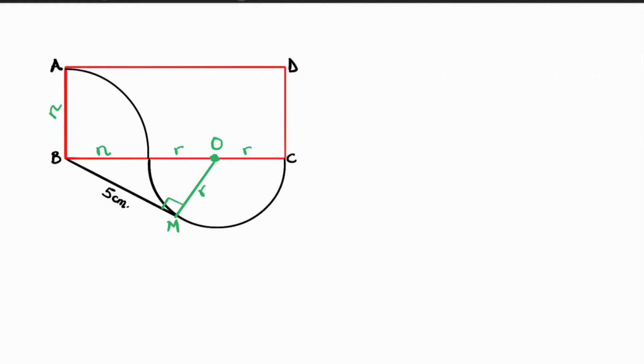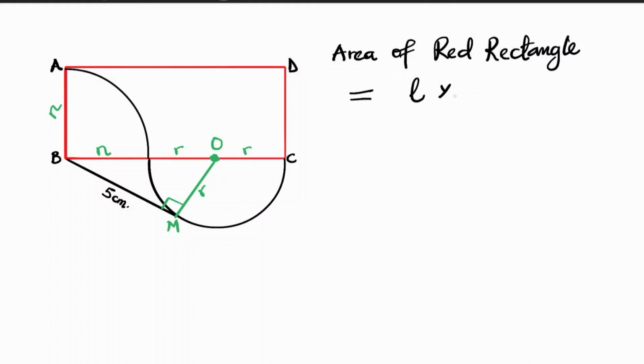So our major objective is to find the area of this red rectangular shape. Let's start. The area of the red rectangle will now be, I remember that the area of a rectangle is length times breadth. So here the length will be N plus R plus R. That will be the length multiplied by the breadth. The breadth is N, so multiplied by N.